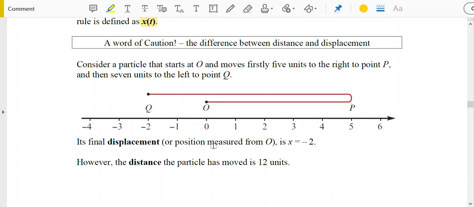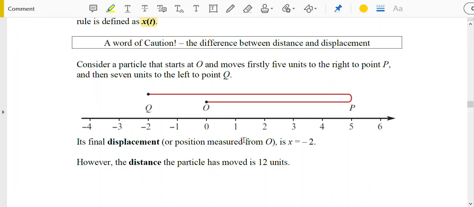Now, what I can say is the displacement of this particle, where is this particle now in terms of the origin? I can say that it's 2 units to the left of the origin. That's the displacement. However, the distance that the particle traveled was a total of 12 units. It went 5 units one way, 7 units another way. So the total distance it traveled was 12 units. So hopefully that's a little example that clarifies the meaning between distance and displacement.